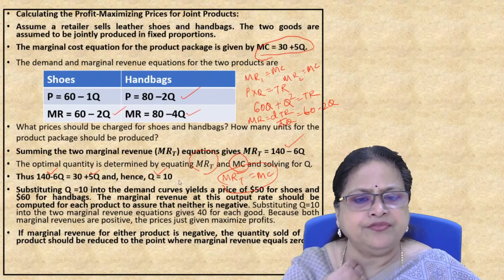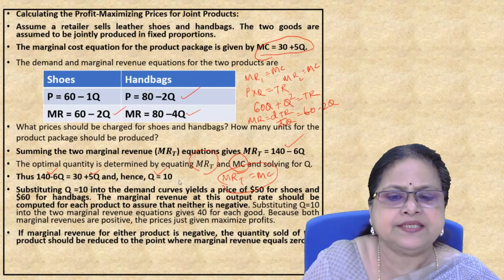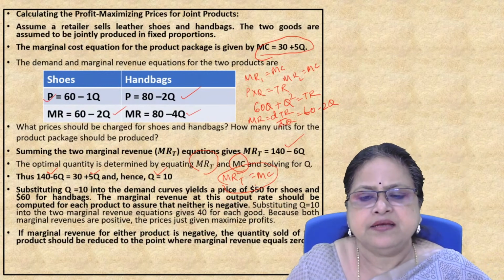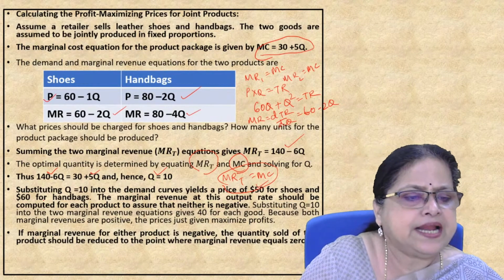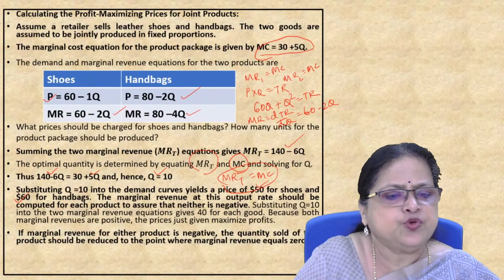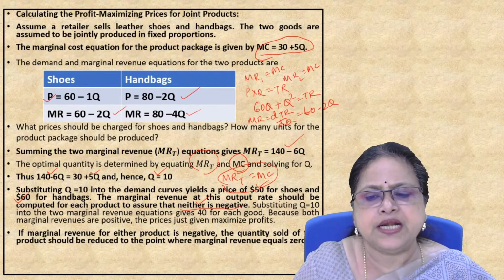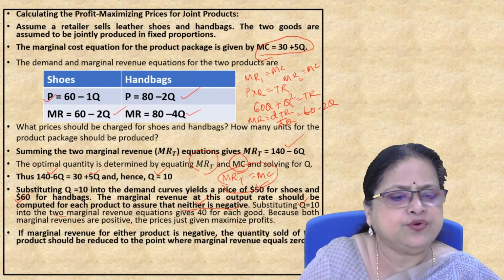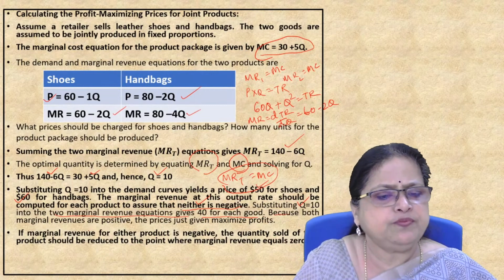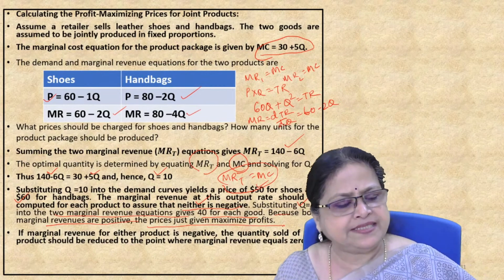That is the amount of output. Putting it in the demand curve, that is price here, put the value of Q here. You find that the shoes price will be $50 and the handbag price will be $60. The marginal revenue at this output rate should be computed for each product to assure that neither is negative. This is important. Substituting Q is equal to 10 into the two marginal revenue equations gives 40 for each good. Because both marginal revenues are positive, the price just given maximizes profit.